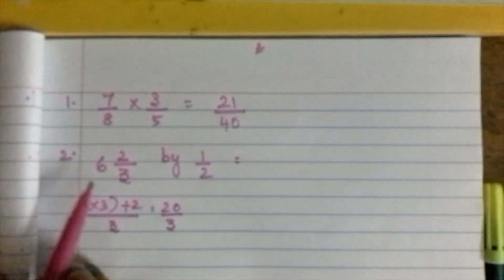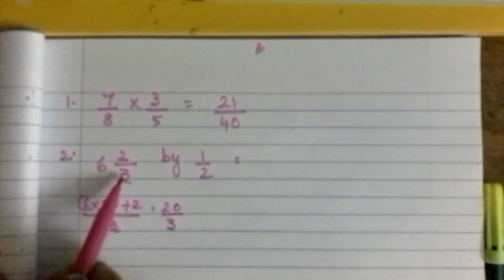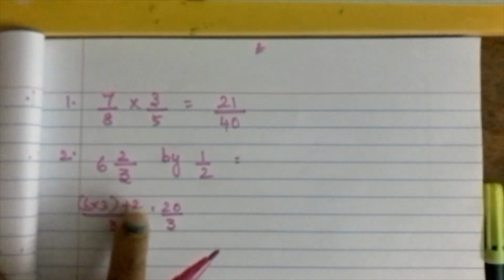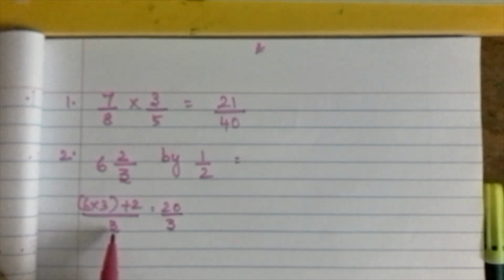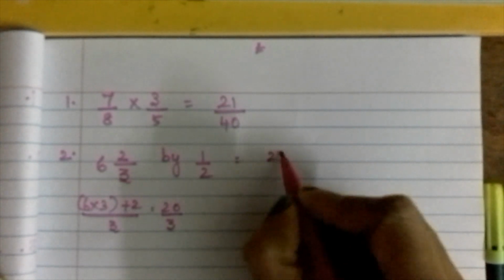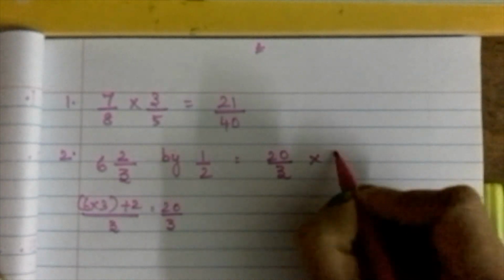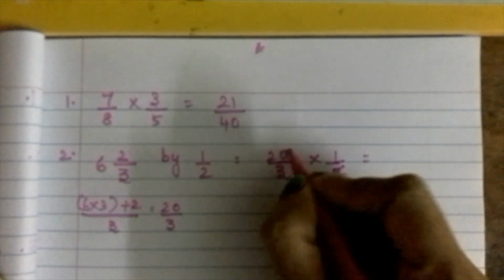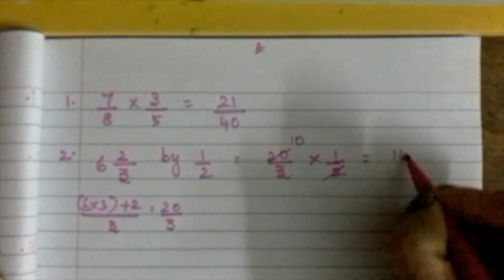So again, I'm telling you, you have to multiply 6 into 3, plus you will have to add the numerator, divided by the same denominator carried forward. That will be 20 by 3. Now, 20 by 3 into 1 by 2. If you want, you can cancel 2 and 20 to 10. It will be 10 by 3.